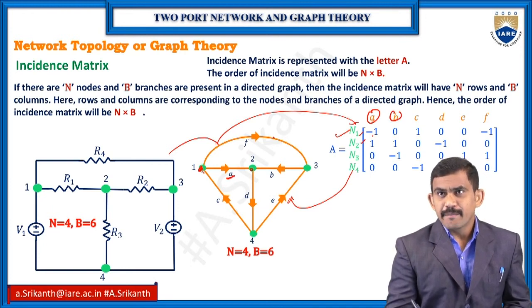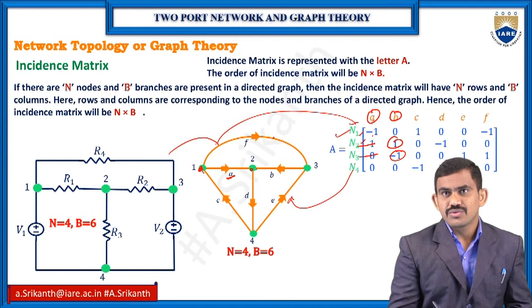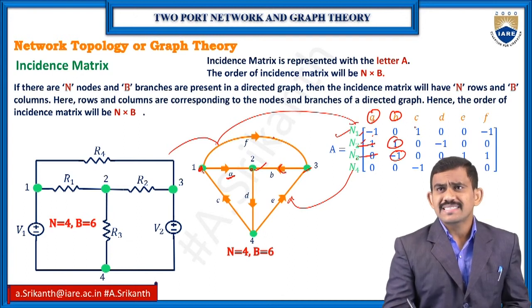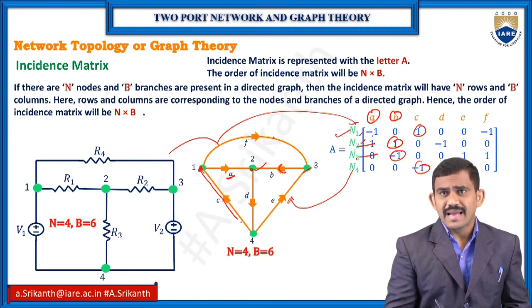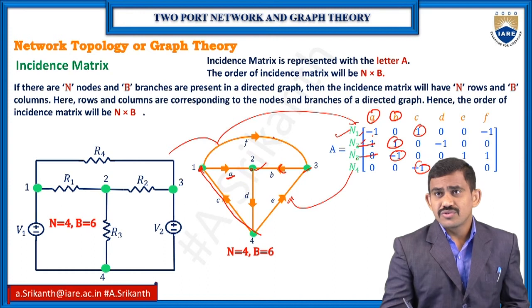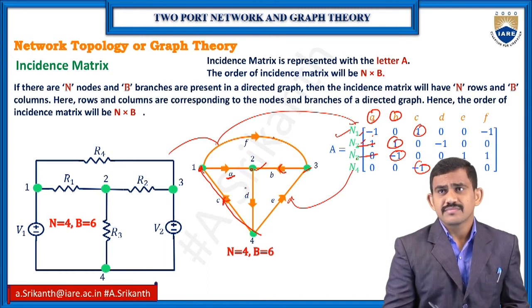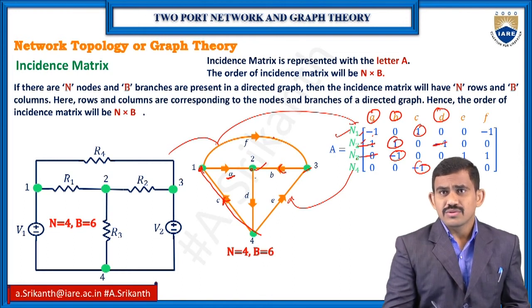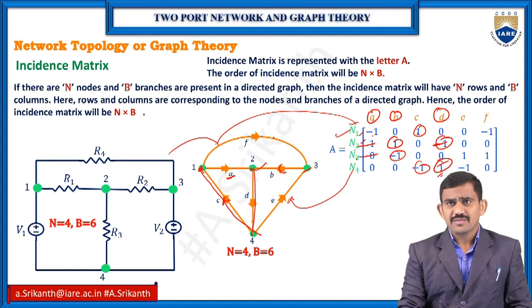And branch B is connected between 2 and 3, and the direction is towards 2. Branch C is connected between 1 and 4, and the direction is towards 1. And branch D is connected between 2 and 4, and towards 4. 4 is plus, we have the direction towards 4.